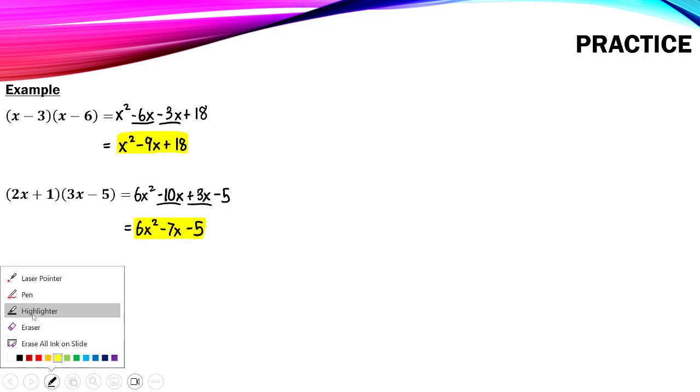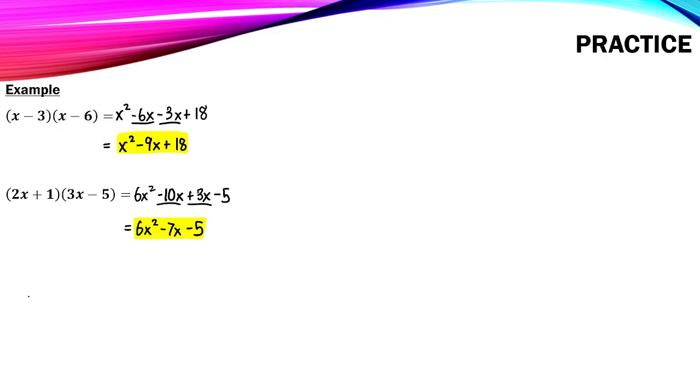Now, one more example. This is when we might have some powers with our variables here. So if we had something like this, n plus 2 times n squared plus 3. Again, same process. Don't freak out about the exponent, right? But let's say we did the FOIL method.